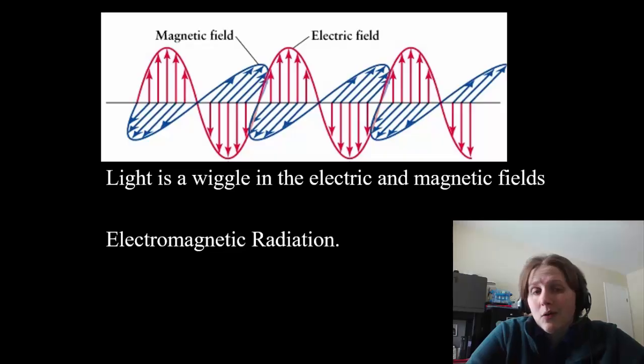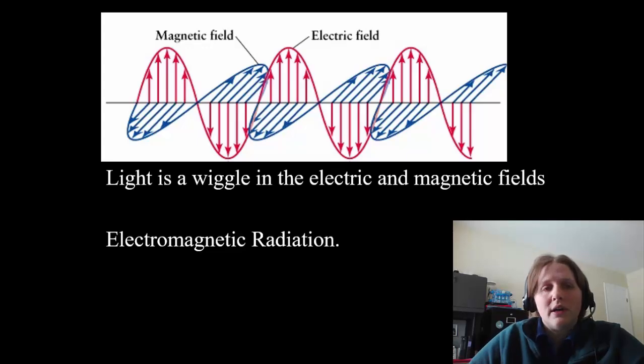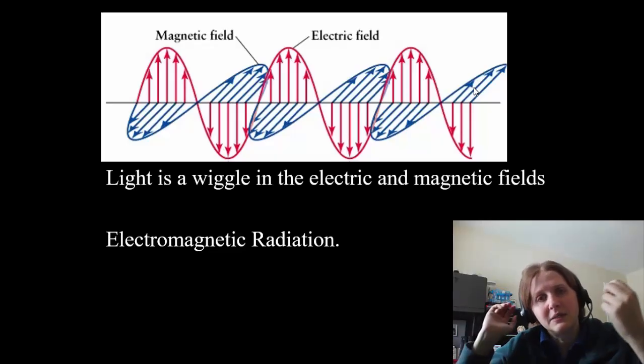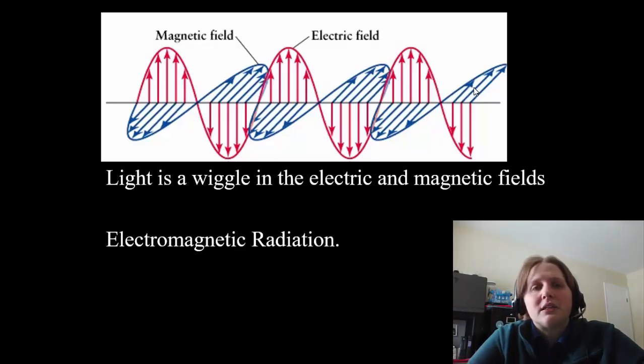Light is a wiggle or wave in the electric and the magnetic field. And one ends up causing the other. A wiggle in the electric field causes a wiggle in the magnetic field, and that keeps it propagating, keeps it moving through space. One causes the other and then back again.